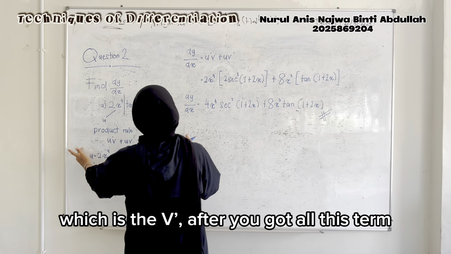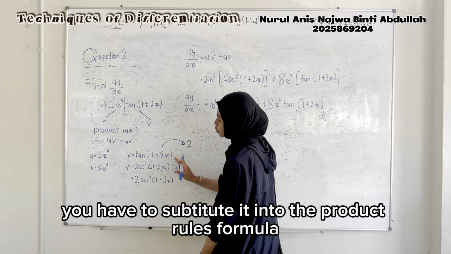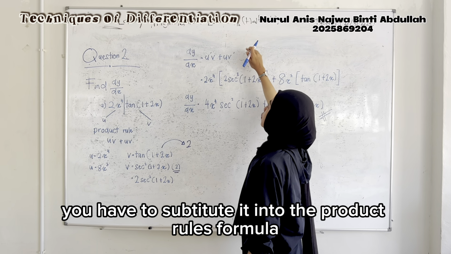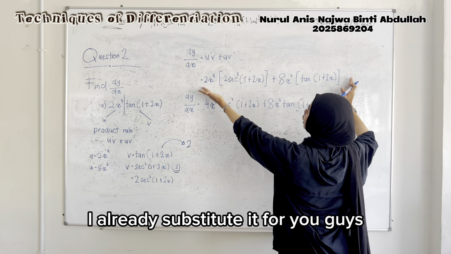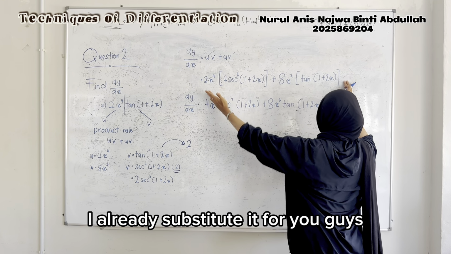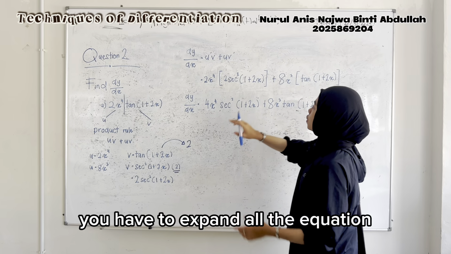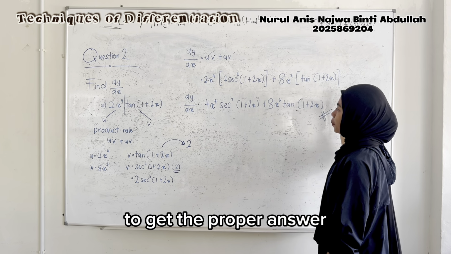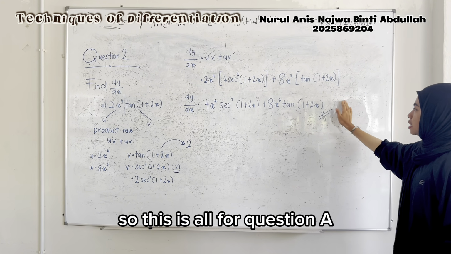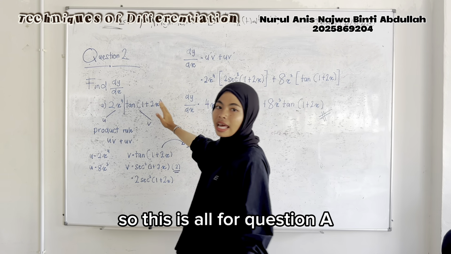After you have all these terms, you substitute them into the product rule formula. After you substitute, you're going to get this. I already substituted it for you guys. Then you have to expand the equation to get the proper answer. So this is all for question number 2 part A.